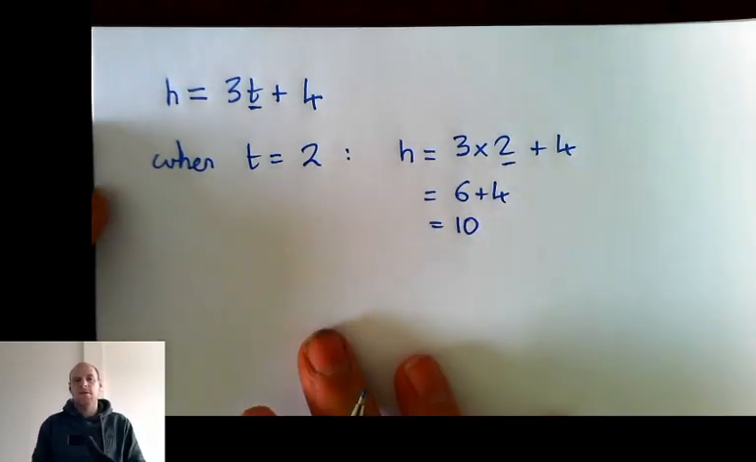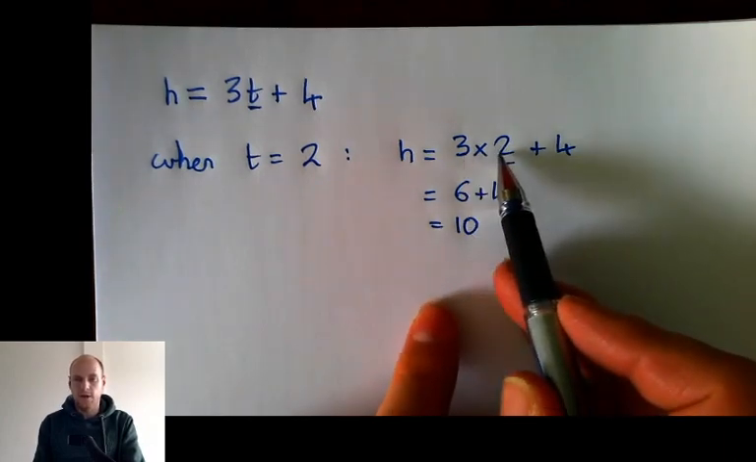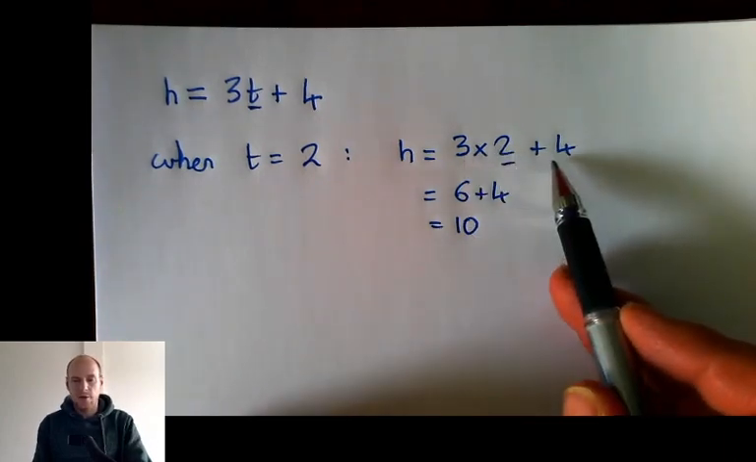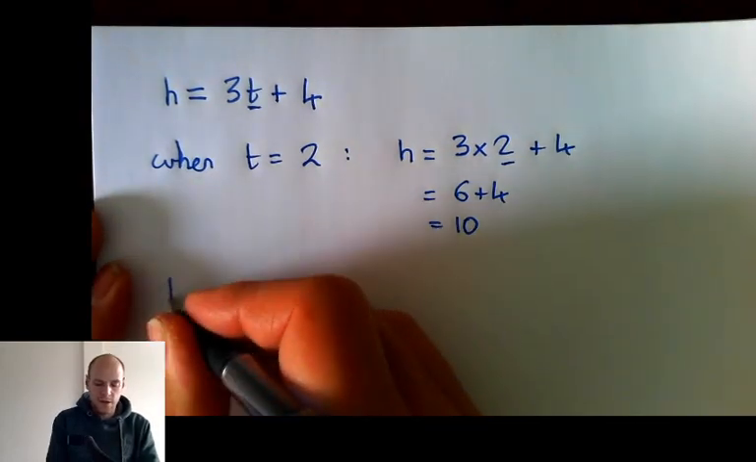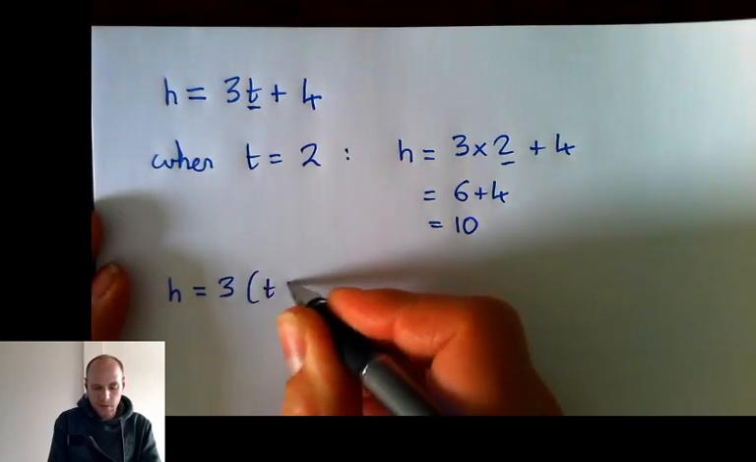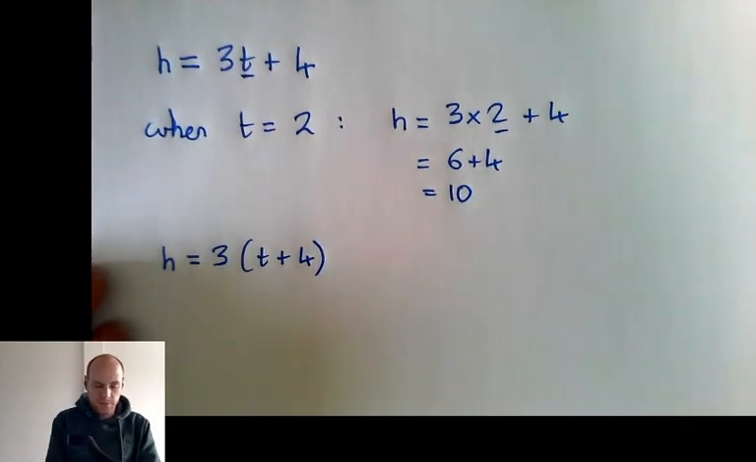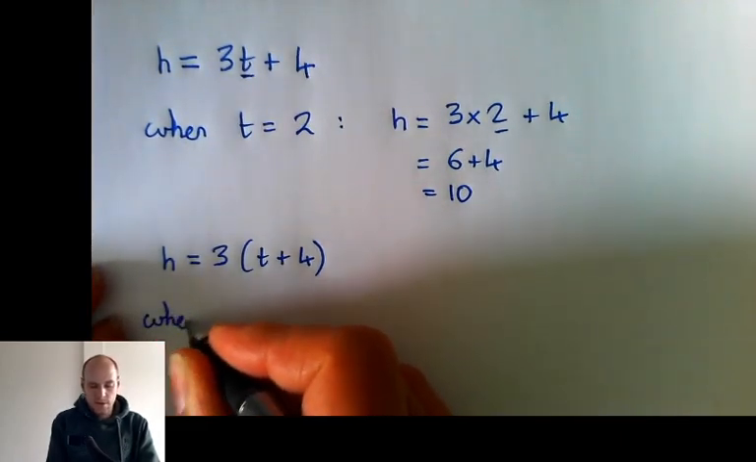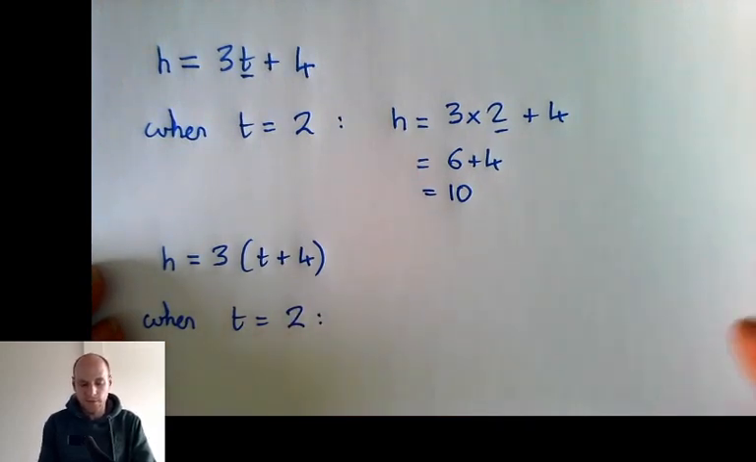Now my question to you is, how did you know to do the multiplying before you did the adding? I want to have a think about that. So let's have another look at a different formula. And it's obviously very similar. And I'm going to put the same value in. So my question is, what happens now?